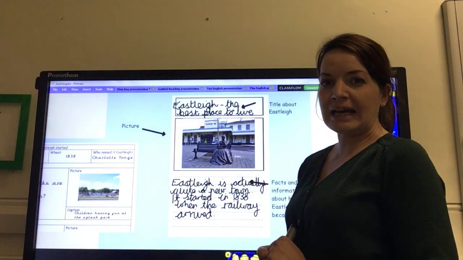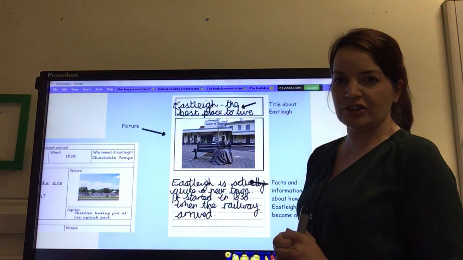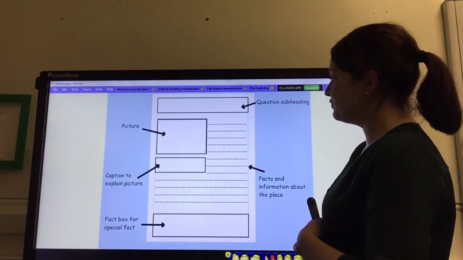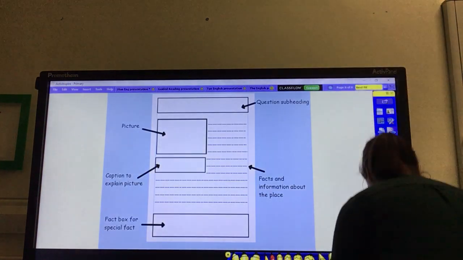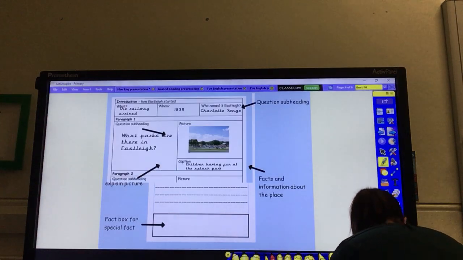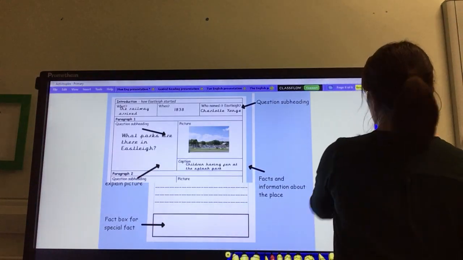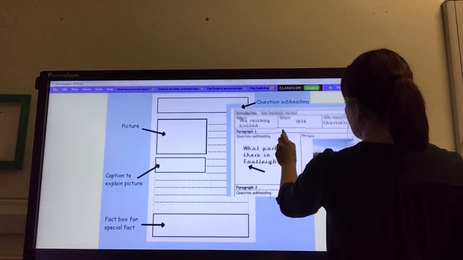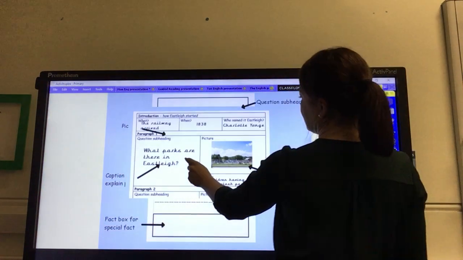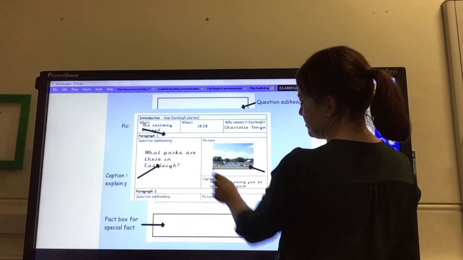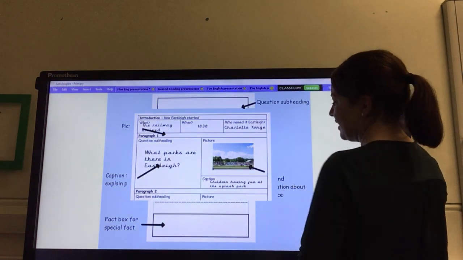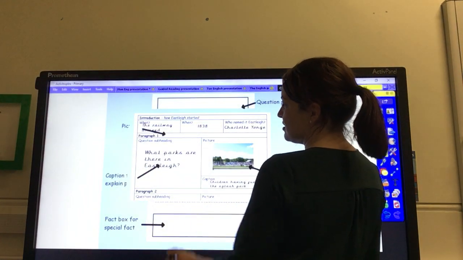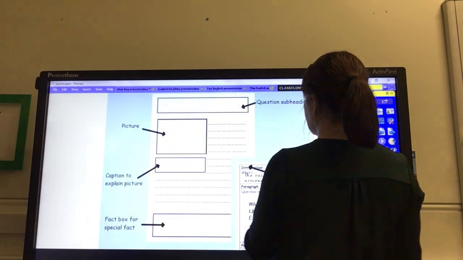Okay, I'm hoping that you're back and that you've finished writing your introduction and you are ready to move on to your first paragraph. Now, I am not going to do all of this now, but I'm just going to remind you of what goes where before you start using my plan. So my first paragraph, let's put it back in the middle for a minute. My first paragraph was about Fleming Park. That was my caption, children having fun at the Splash Park. And my question subheading was, what parks are there in Eastleigh?